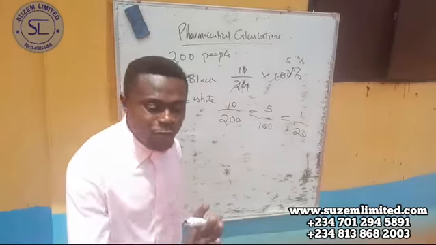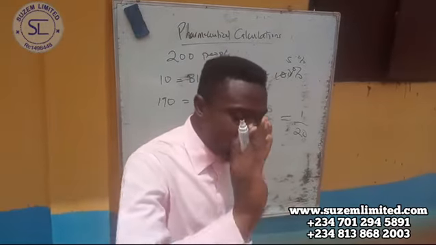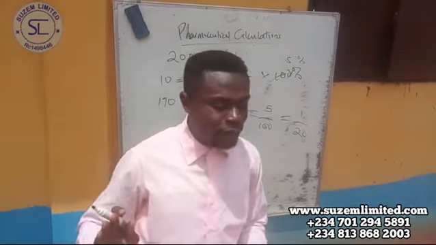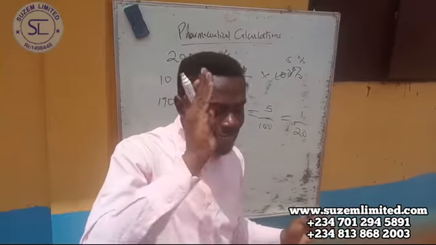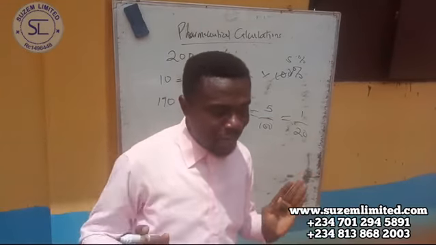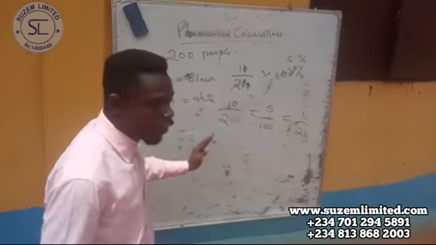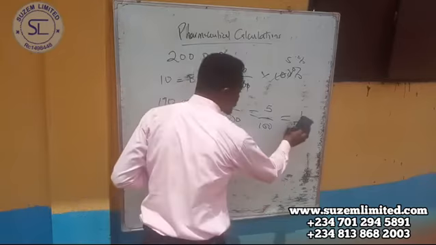So if you want to get an equivalent fraction, you either multiply the numerator and the denominator of the fraction by the same number, or you divide both the numerator and the denominator by the same number. You get an equivalent of that fraction. So now let me continue. You now understand what an equivalent fraction is.